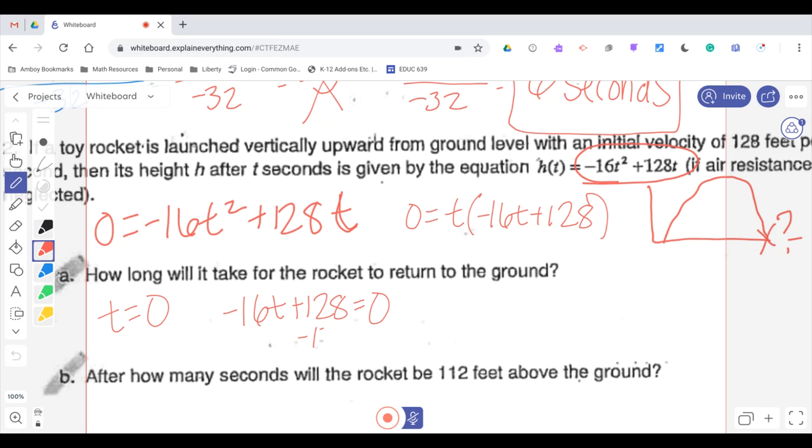I'll subtract 128, and I get negative 16t equals negative 128. Divide by negative 16. 128 divided by 16 equals 8 seconds. Okay, that makes much more sense. So this is their start, and this is how long it took to get to the ground. So 8 seconds.